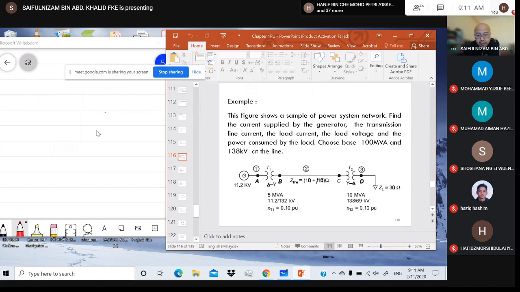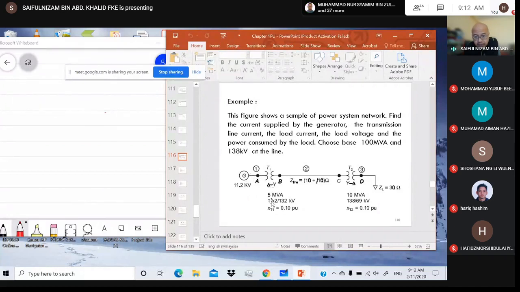So you understand the question very well. Understanding the question is very important, so make sure you know what is the information given. You can see here from the single line diagram, there is a generator voltage 11.2 kV. So this is the actual value or base value of the generator, 11.2 kV. However, there is no impedance or reactance for the generator.